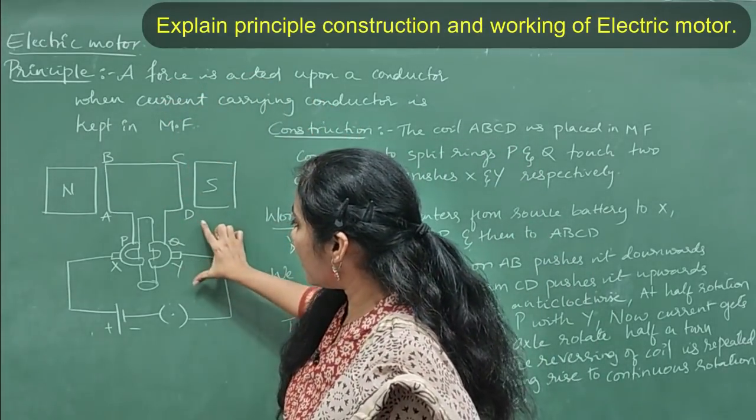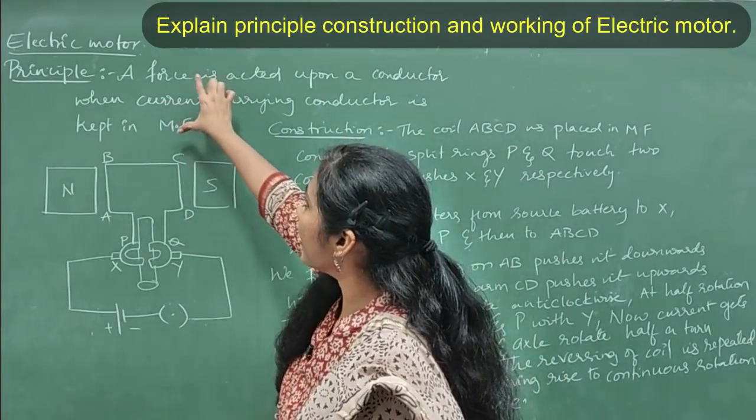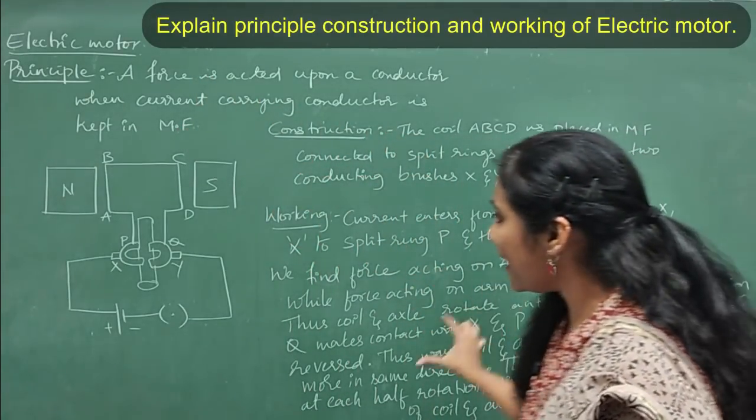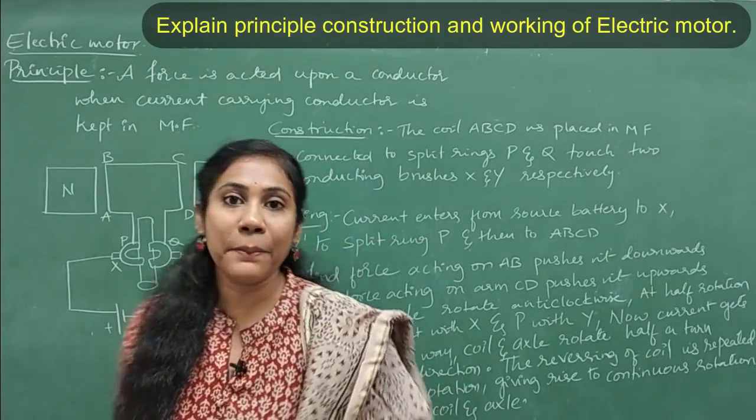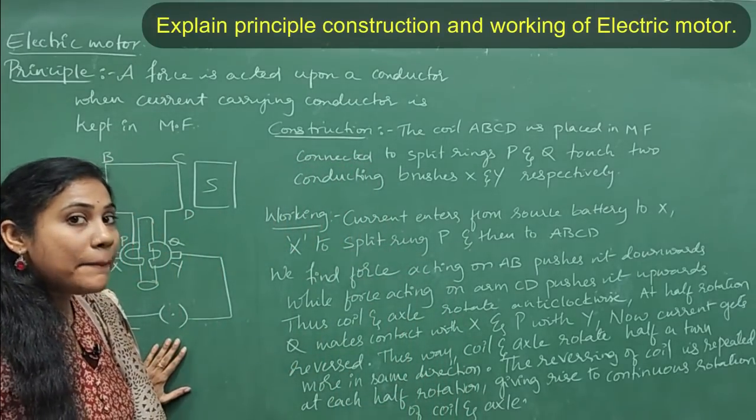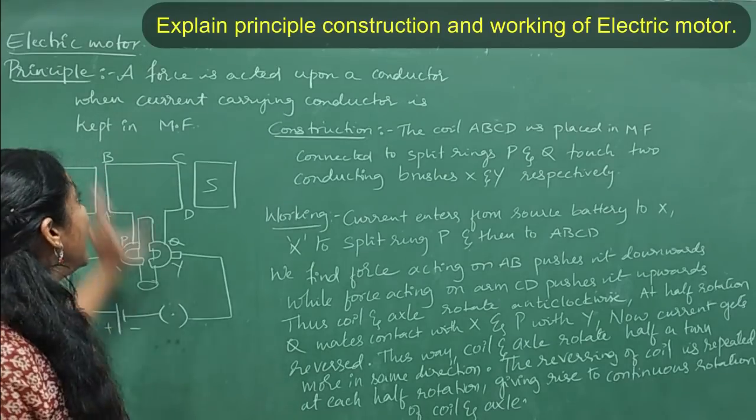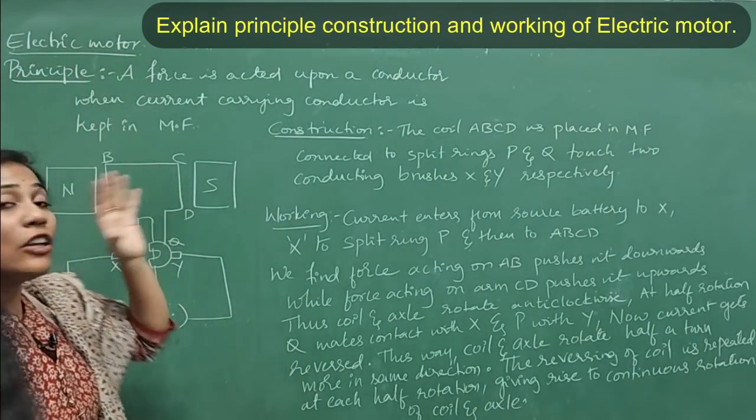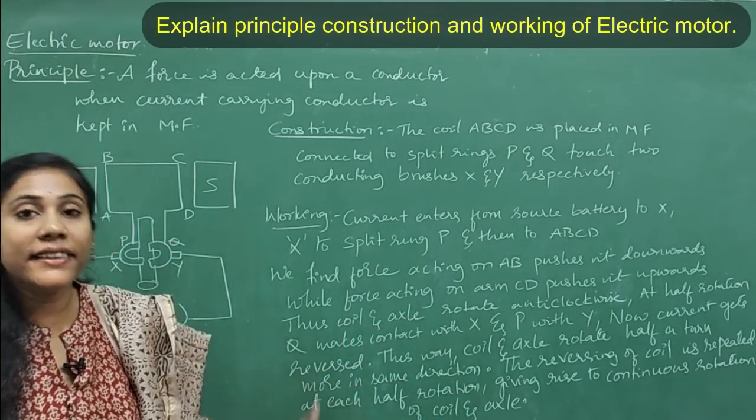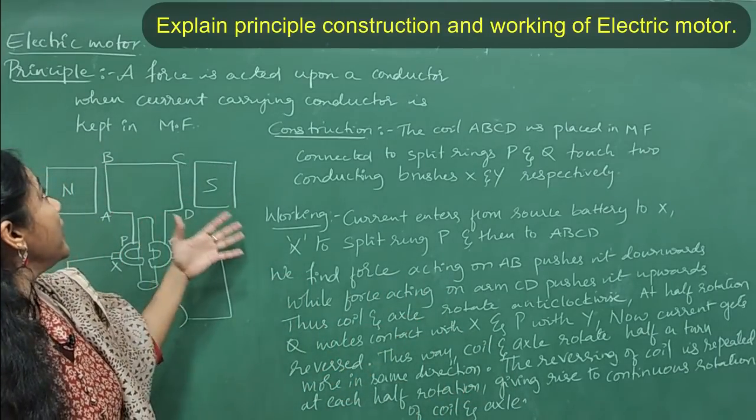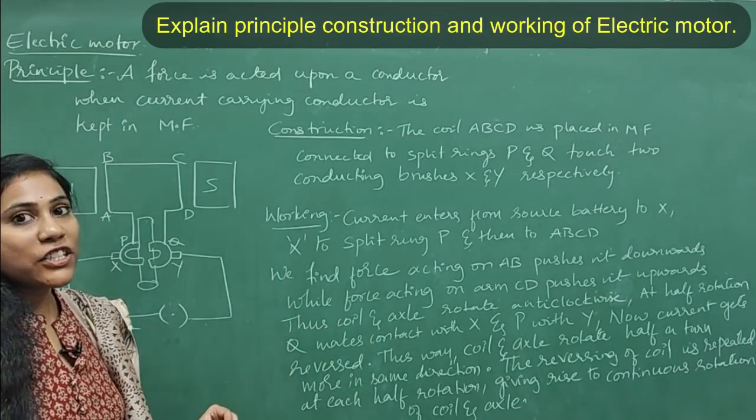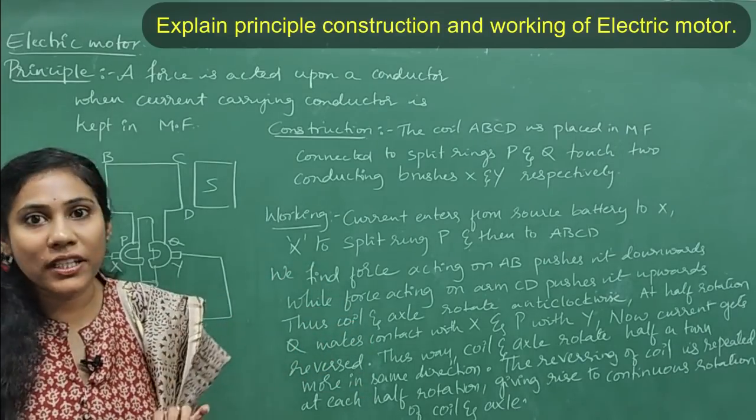I have nicely drawn the figure, and given the principle, construction and working. As it is, if you write this in your examination, you will get the complete 3 marks, guys. This is a compulsory question for 3 marks. Either electric motor or electric generator, they will ask you in this way. This is the electric motor, and in the next question I will show you the electric generator.